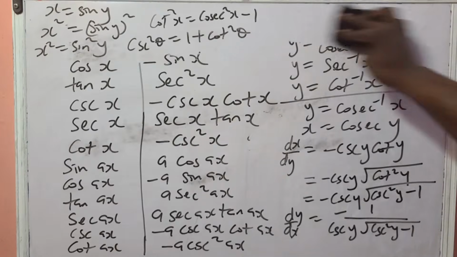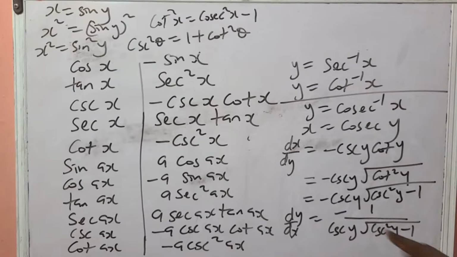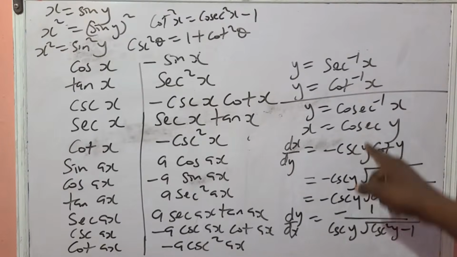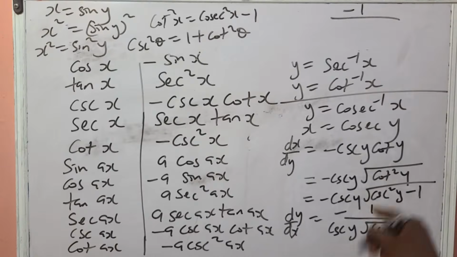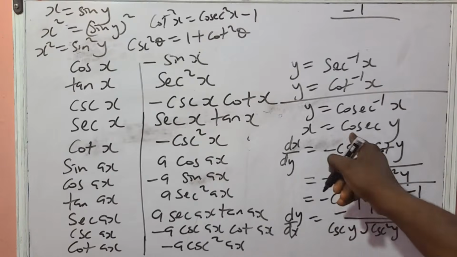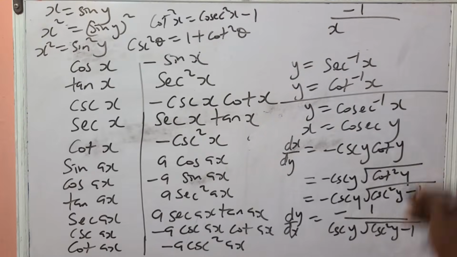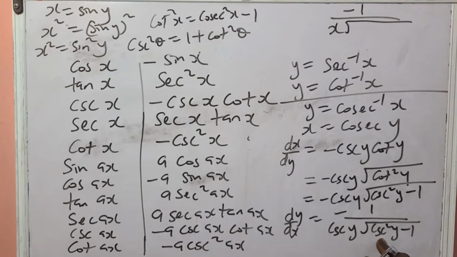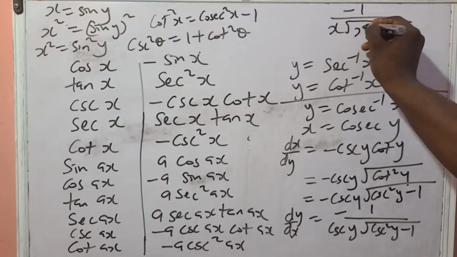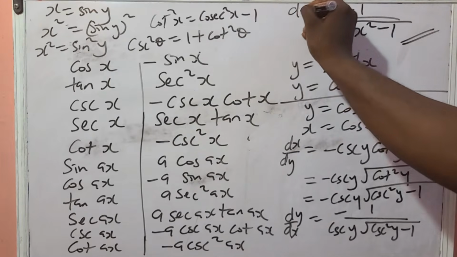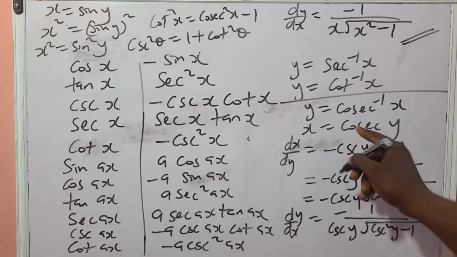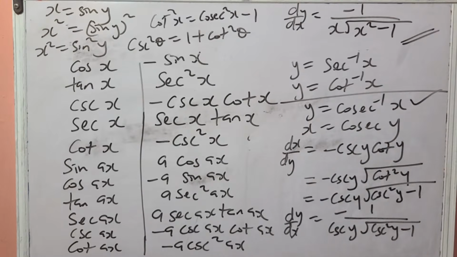Now, if you look at what we have here, my cosec y was x. So that means I can write this as minus 1 over x, then the square root of what? If x is cosec y, that means x square will be cosec square y. That will be x square minus 1. How many of you got this particular answer? This is the y over the x when you are dealing with the inverse circular function of cosec x.